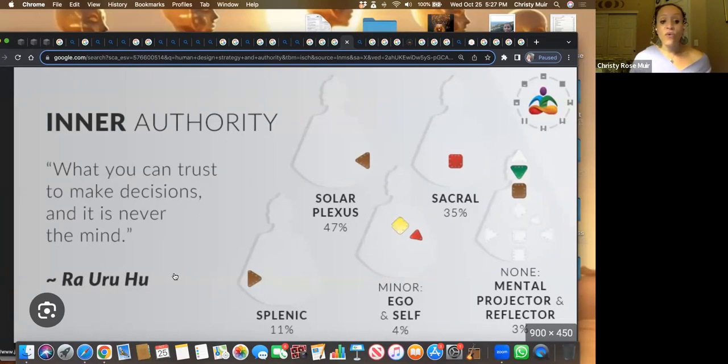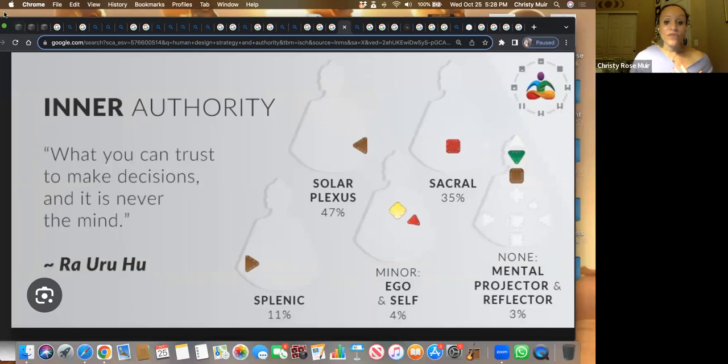So you see here this quote from Ra, the founder of the system: your inner authority always comes from your definition, by the way. It's always what's going to be defined in you. It's not what's open. But your inner authority is what you can trust to make decisions, and it's never the mind. Remember, I said the mind gets preoccupied with the voices in these open centers that are amplified 200%. But that's not what we're here to listen to at this point in human history. We're here to listen to what is defined in us.